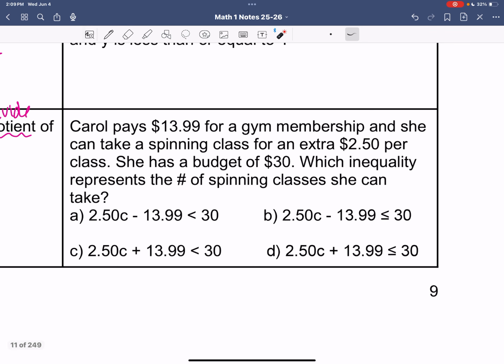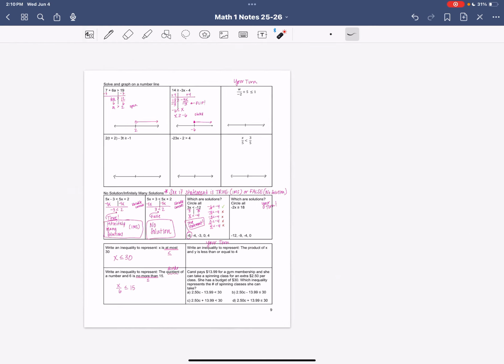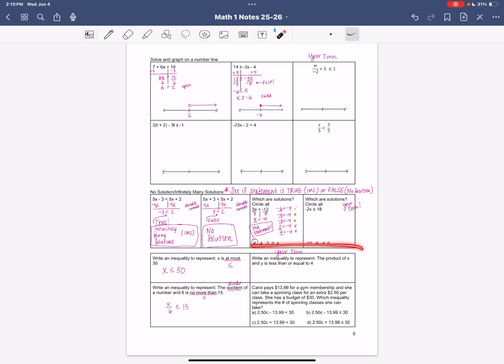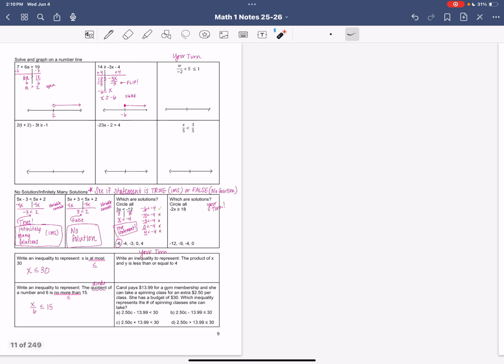And then here, Carol pays $13.99 for gym membership, and she can take a spinning class for an extra $2.50 per class. Well, this $2.50 per class means you're going to multiply. And if you have a budget of 30, that means you can't go past 30. So which one of these would be the best option? So go ahead, and I want you to complete those.